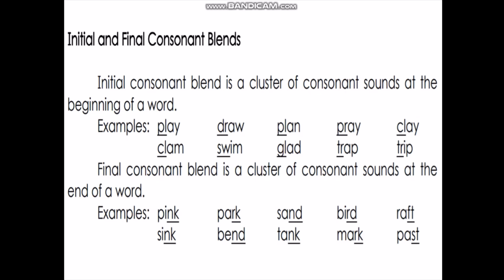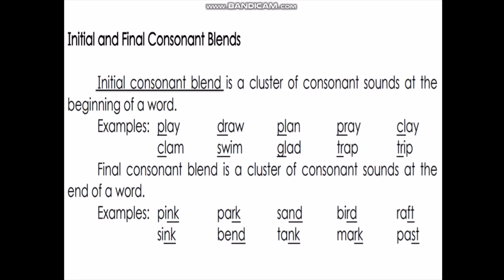Very good. Now let's have the final consonant blend. It is a cluster of consonant sounds at the end of a word. Examples are pink, sink, park, bend, sand, tank, bird, mark, raft, and pass. Now your turn to read the examples. Good job!